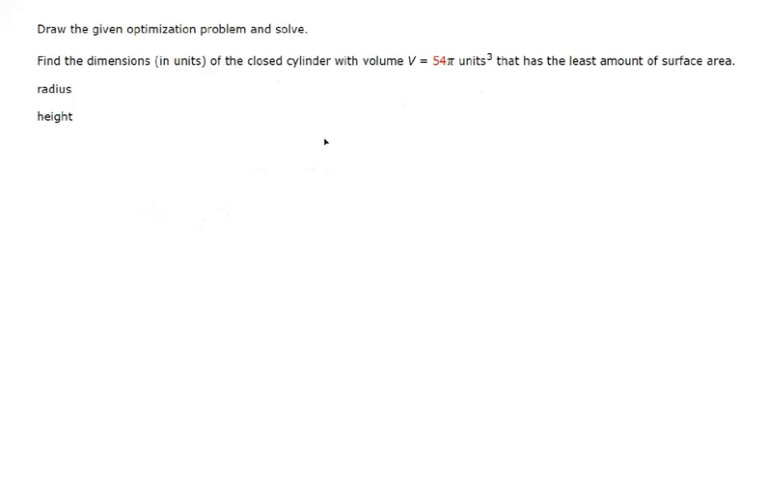Okay, so we're supposed to minimize surface area. The surface area of a right cylinder, I'll use S for surface area. There are two surfaces on the top and the bottom, and they're circles. So we have pi r squared for the area of a circle. We need to multiply that by 2, and that gives us the areas of the top and the bottom of the circle. And then we need to add the sides of the right cylinder.